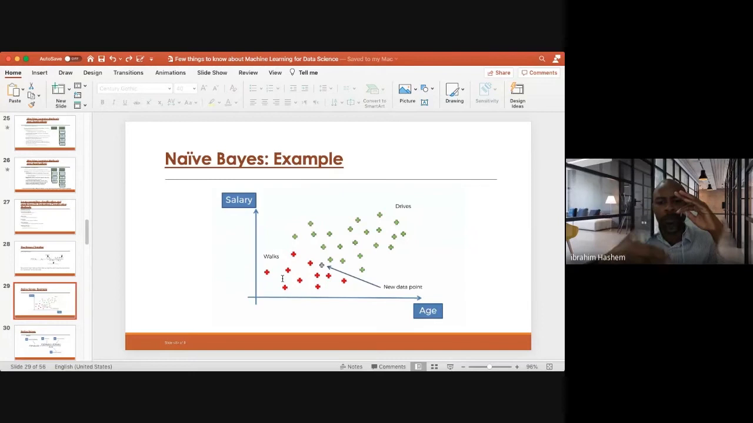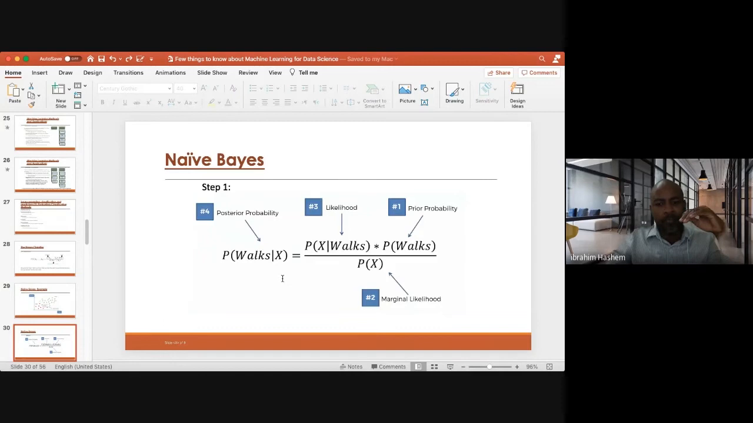So to calculate the posterior probability, the likelihood, the prior probability and the marginal likelihood, we have to go back to our data set that is already given. So the formula is the probability of the person walking given the events, the salary and the age, equals the probability of X given walks, multiplied by the probability of walks, divided by the probability of X, which is the marginal likelihood.